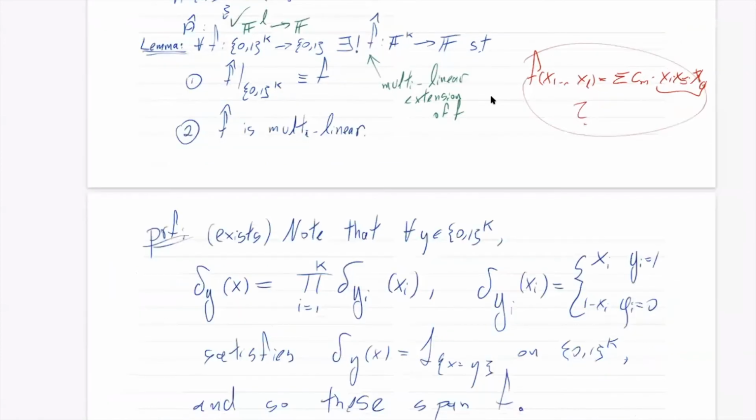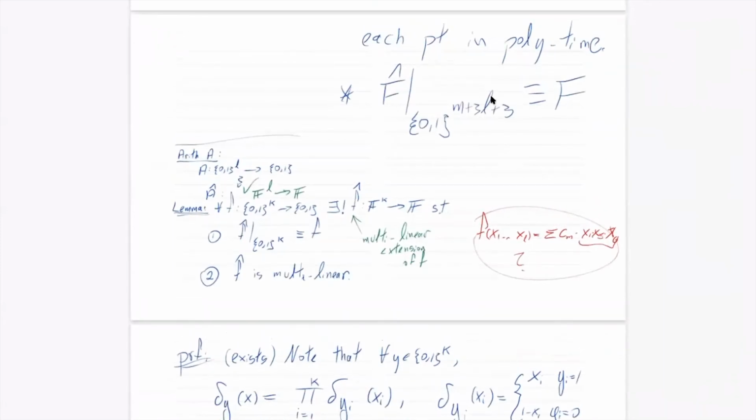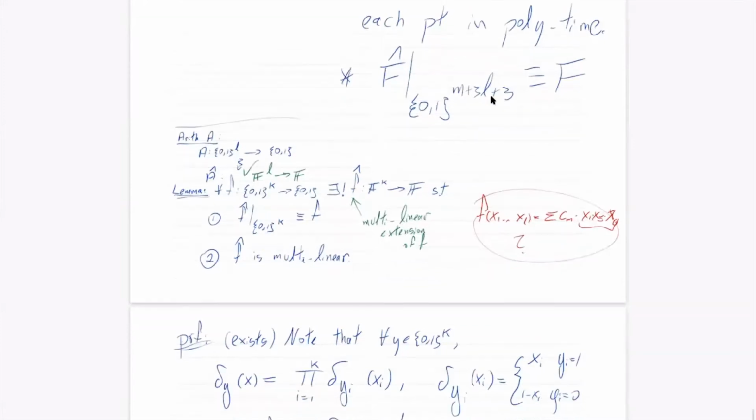Okay. But also, I don't really need A hat to be multilinear. All I need is for it to be a low degree polynomial that agrees with A on the Boolean inputs. It just so happens that there exists such a low degree polynomial that is multilinear, but I don't really use this fact strongly. Okay, thanks.